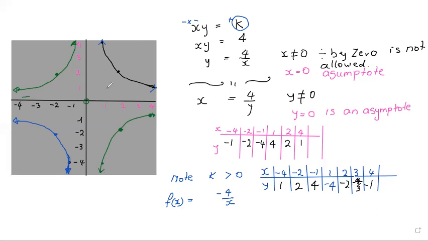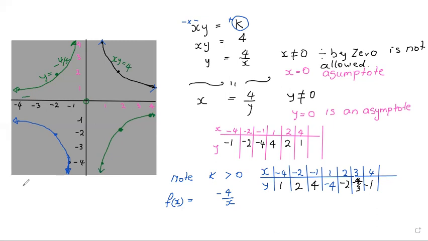Now, if you write that, xy is negative 4, then that will be y is negative 4 over x. Now here, x is positive, y is negative. That's why we have it there.